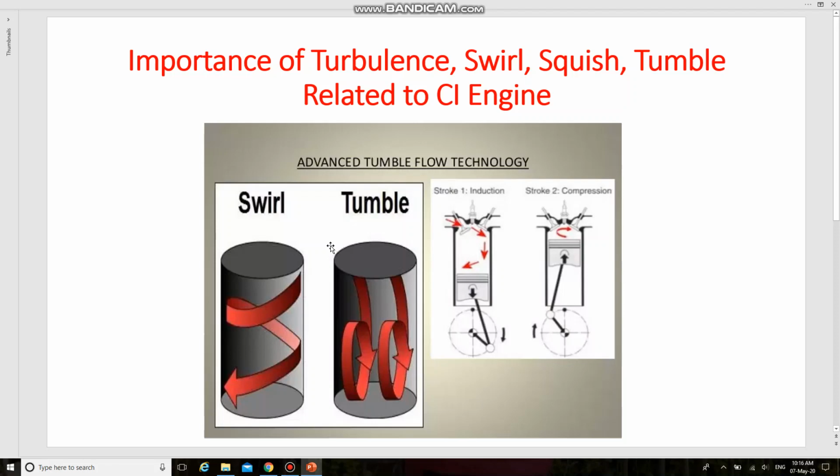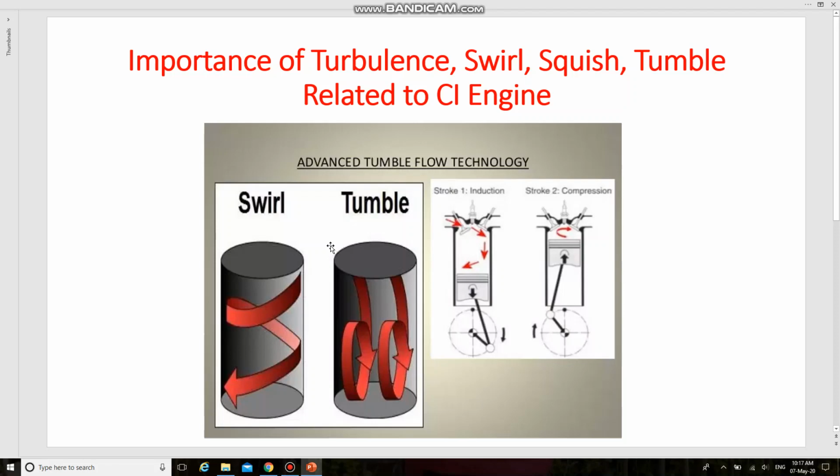Okay, next we will see about squish. What is squish? Radial inward movement of air while the piston reaches the top dead center is called squish. It can be defined as radially inward flow of air towards the combustion recess by squeezing it out from between the piston and cylinder head during the end of the compression stroke.